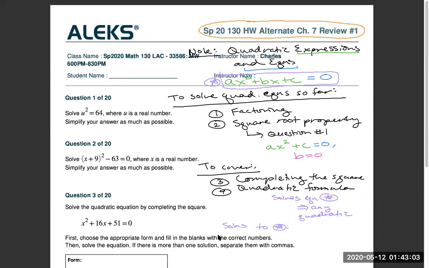Professor, for the ax squared, is it always going to be squared, or can it be to the power of like 3 or something else? Always squared. It's a max of square if it's quadratic. Okay, thank you. Is that already a quadratic equation?